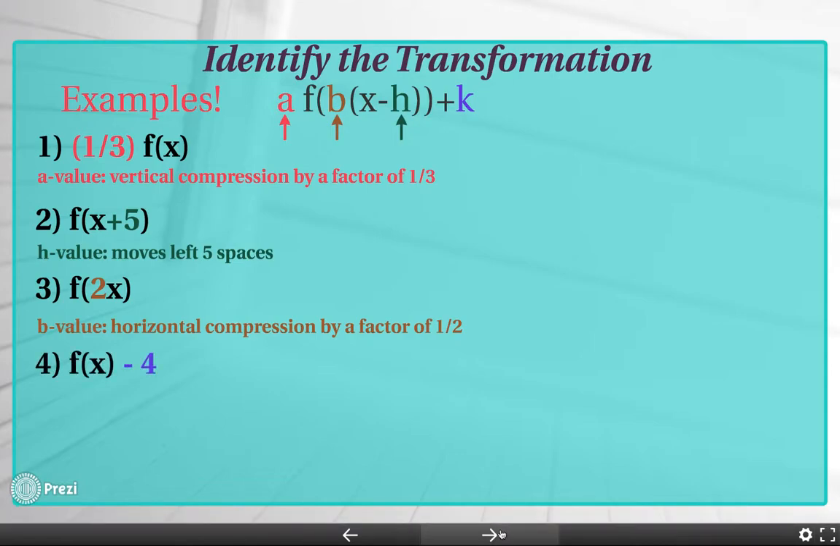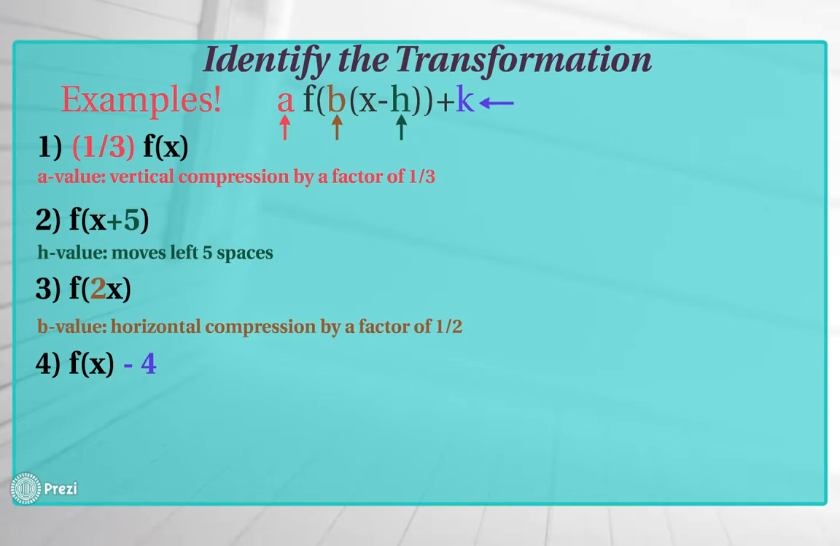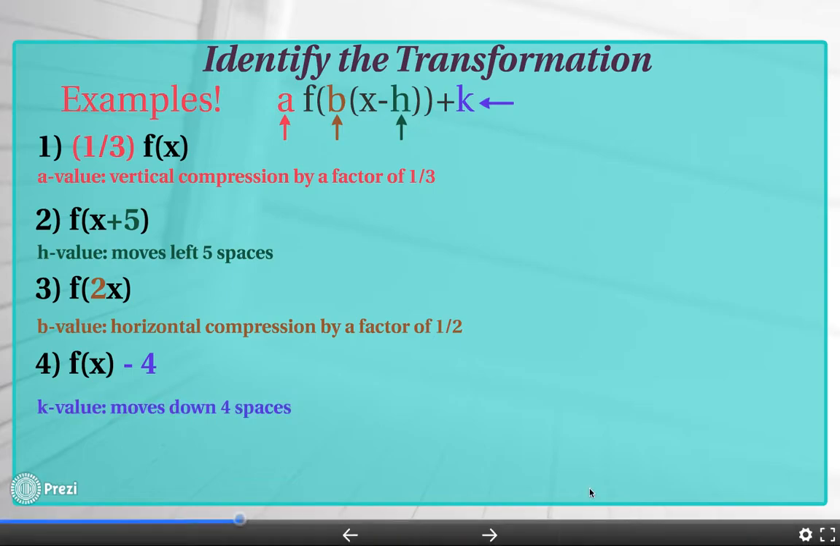Alright, this next one, we have something that is subtracting outside of the parenthesis, which if I look up here, the only thing that is outside of the parenthesis that is adding or subtracting, you guys are so smart, the k value. I don't even need to teach this lesson, you guys already know it. Okay, so it's a k value, and remember the k, you think kangaroo, which goes up or down, and you don't think the opposite with the k value, which means it will go down 4 spaces.